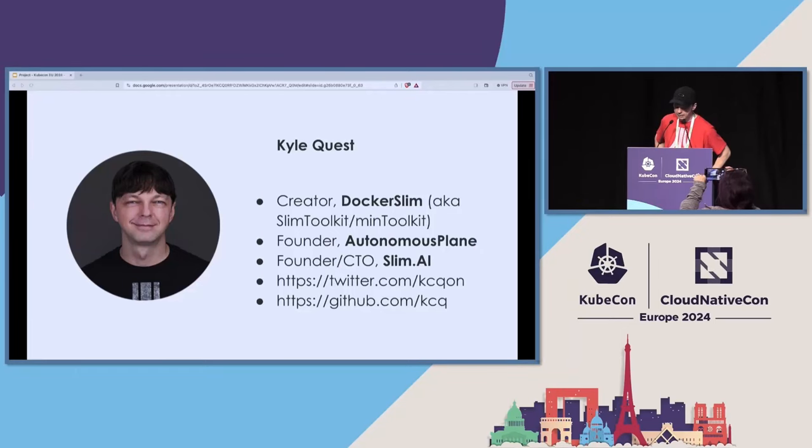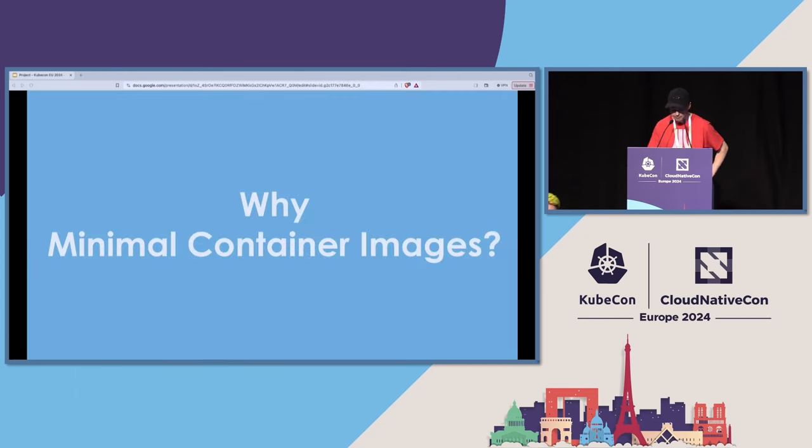So I created SlimToolkit, originally Docker Slim, to have minimal container images, the easy way and the automated way. Now you can also use the tool to debug the minimal container images and to analyze them. And that's what I'm going to talk about.